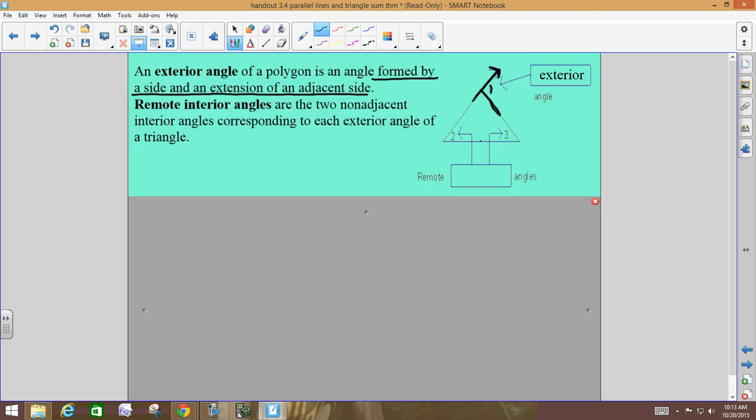If I extend the bottom and use the left side, here would be another exterior angle. Outside of the triangle, formed by one side of the triangle and the extension of another. If I extend this left side and use the bottom, I have another exterior angle formed by one side and the extension of another. What do you know about these 2 exterior angles that I have here? They're vertical, so they'd have to be what? Congruent. Good.